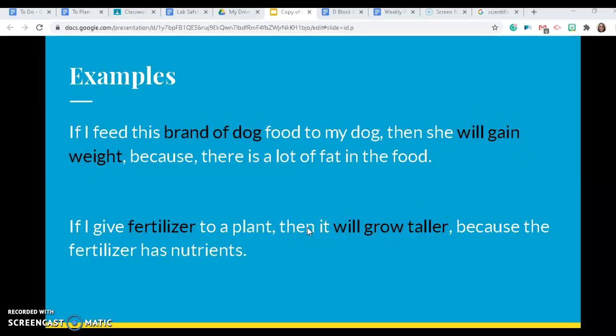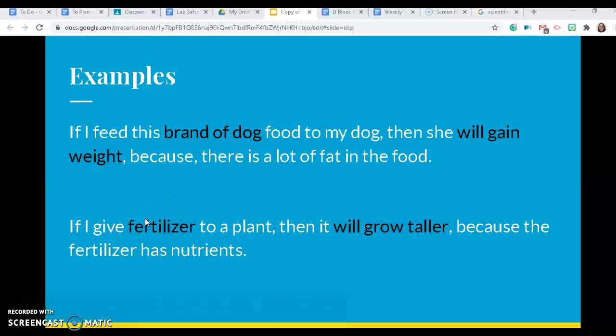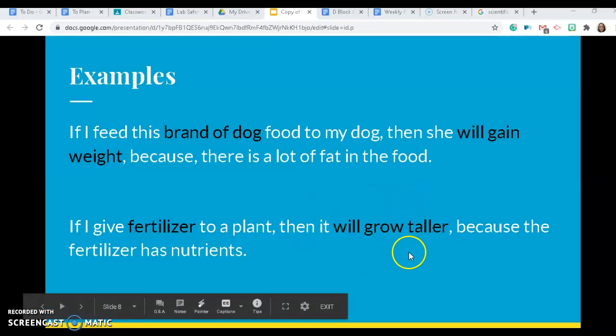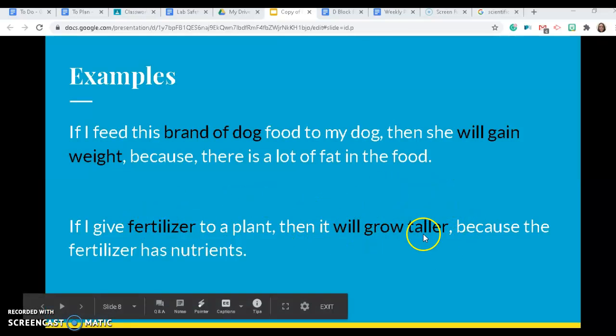If you look at the second example, if I give fertilizer to a plant, then it will grow taller because the fertilizer has nutrients. The independent variable is the fertilizer because this is what I did differently to the plant. It's what I changed about the plant's environment. The dependent variable is the plant's height, how tall it will grow. The fertilizer was the cause. The effect was the height, the change in height, or the difference in height compared to a different fertilizer.